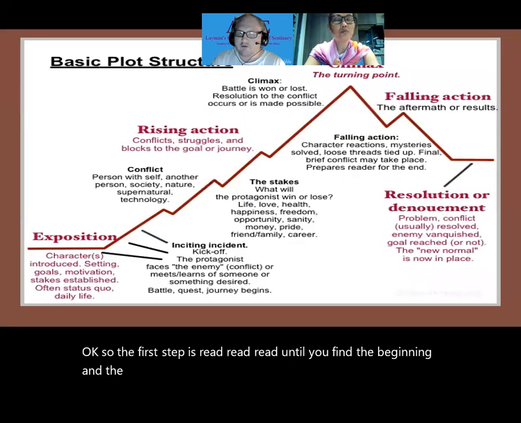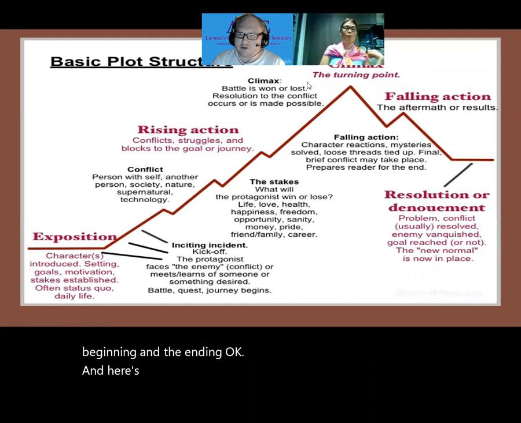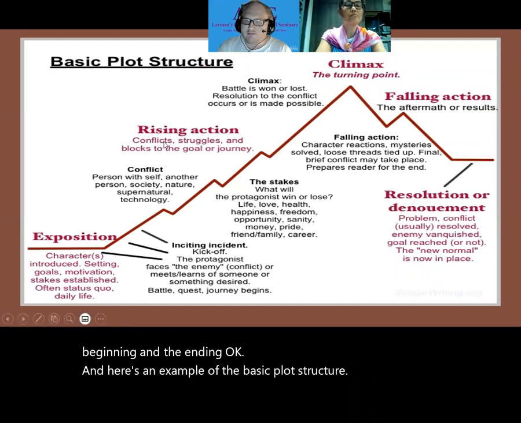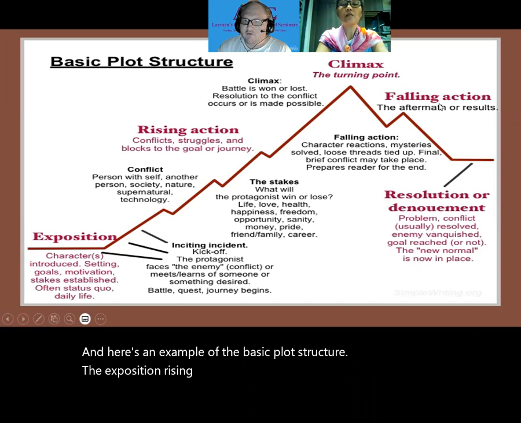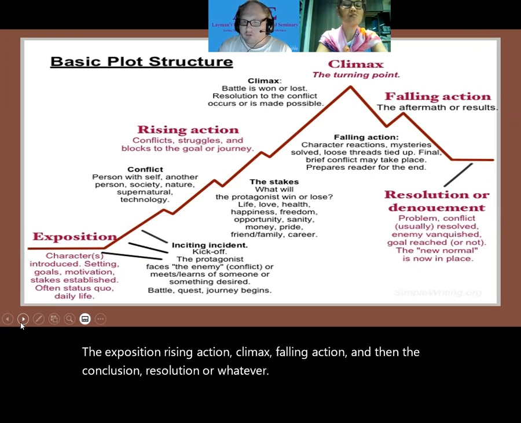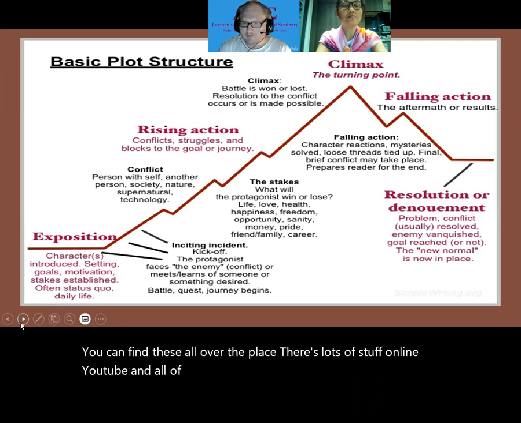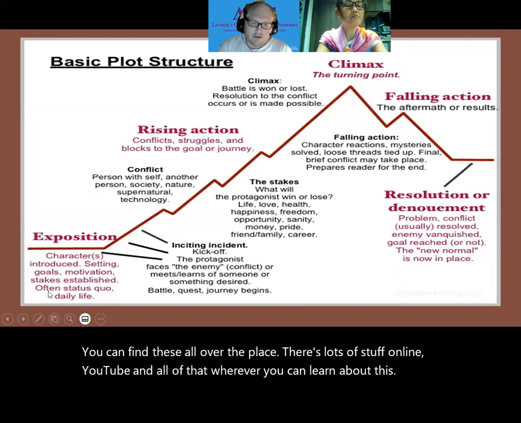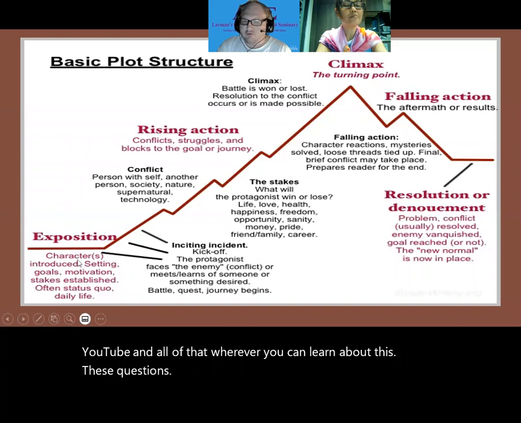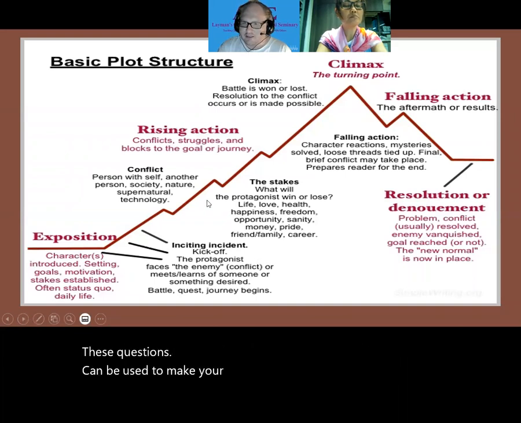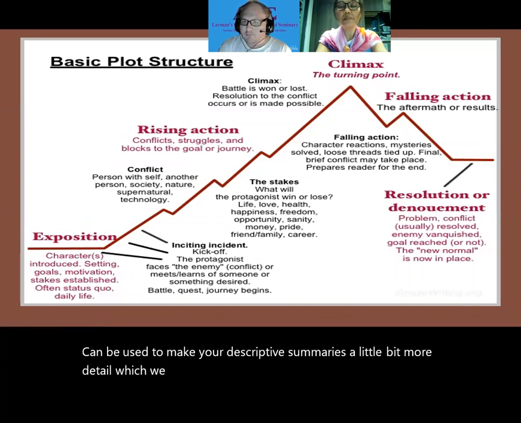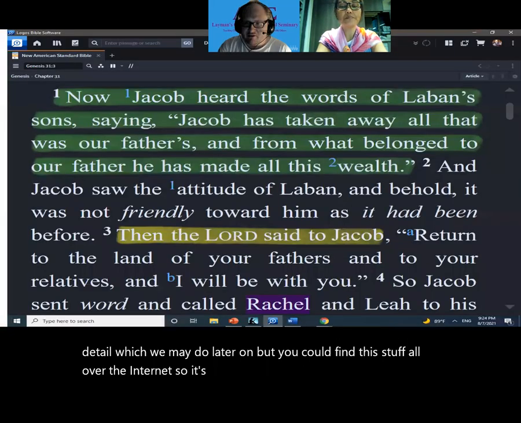Here's an example of the basic plot structure: the exposition, rising action, climax, falling action, and then the conclusion or resolution. You can find these all over the place. There's lots of stuff online, YouTube and all of that, wherever you can learn about this. These questions can be used to make your descriptive summaries a little bit more detailed, which we may do later on. But you can find this stuff all over the internet, so it's nothing new in that sense.